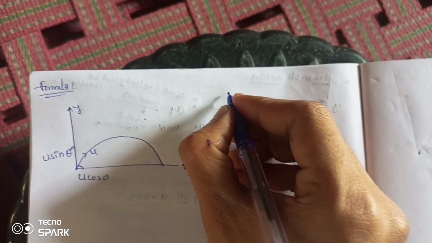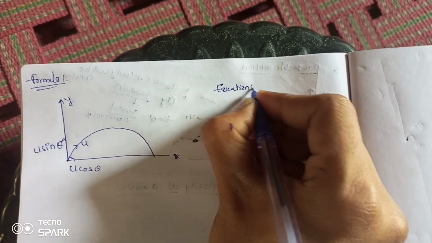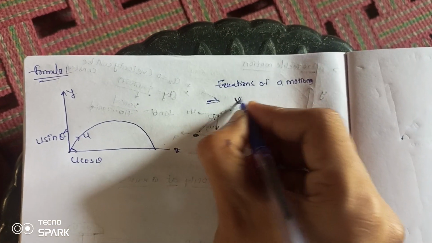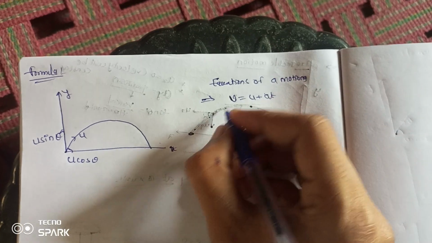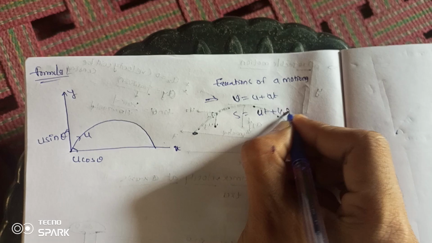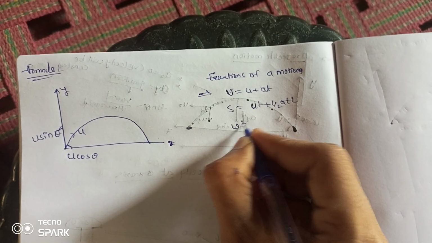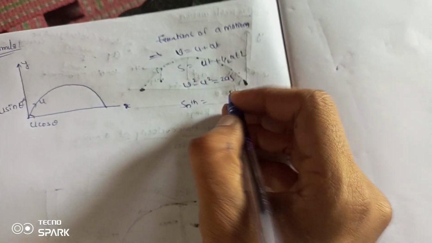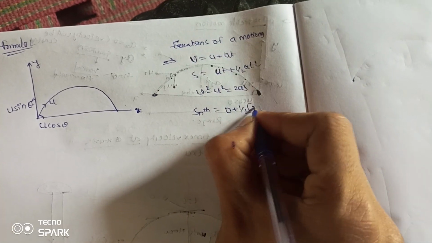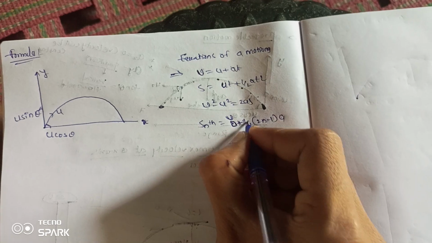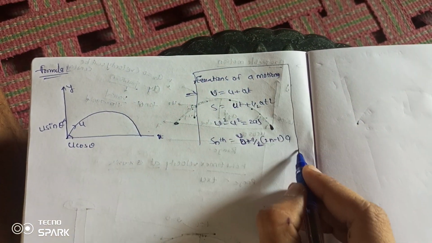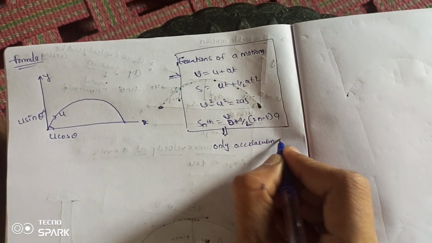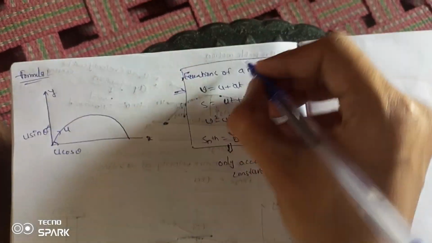First, I will write the equations of motion. First is v equals u plus at, next s equals ut plus half at squared, next v squared minus u squared equals 2as, and next the nth second displacement s_n equals u plus half a (2n minus 1), where u is the initial velocity. These are the 4 equations of motion. They are used only when acceleration is constant.